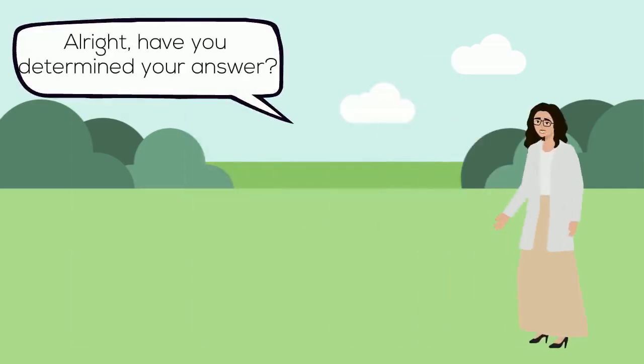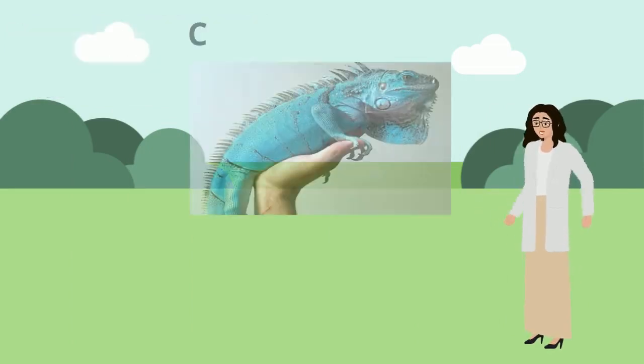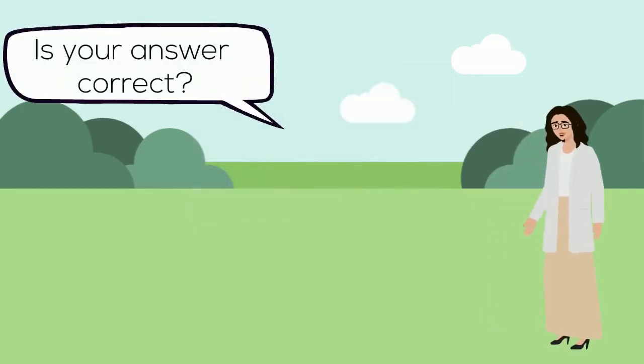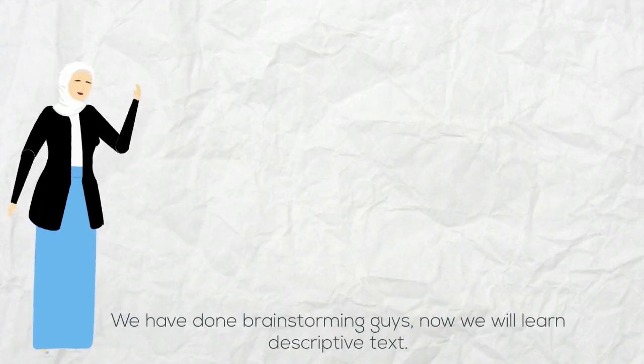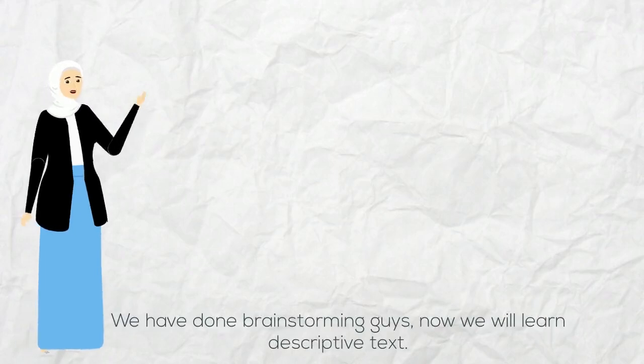Alright, have you determined your answer? The correct answer is C. Iguana. Is your answer correct? We have done brainstorming, guys. Now we will learn descriptive text.